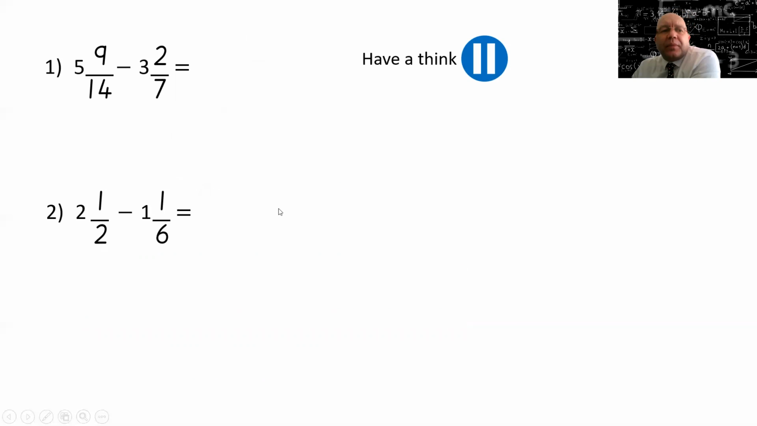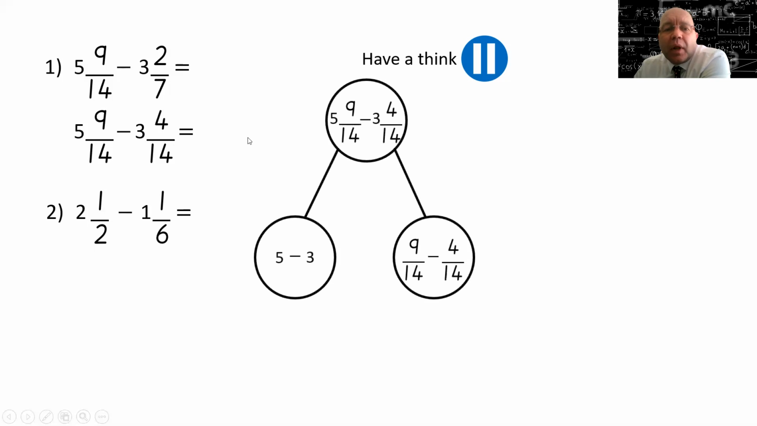2 questions here. Have a think how you would approach those. Well, the first one, once we've created our common denominator, we've got 5 and 9/14, take away 3 and 4/14. Now, our fraction part means we don't need to cross the whole. We've got 9, take away 4. So this one we can do as our part whole. We've got 5 and 9, take away 3 and 4.